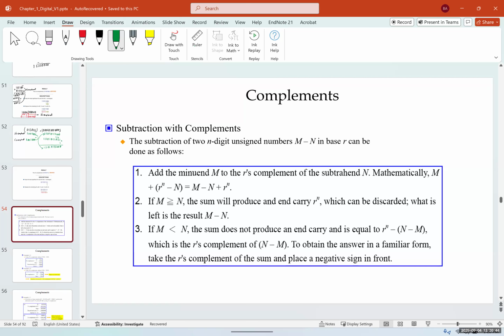Now, we would have a couple of scenarios. Scenario number one is that if M is greater than or equal to N, then the sum would produce an end carry, or r^n, and we would discard that. And what is left is the result of M minus N. But if M is less than N, then it doesn't produce an end carry.